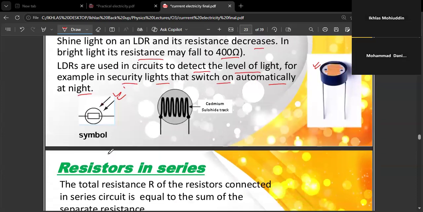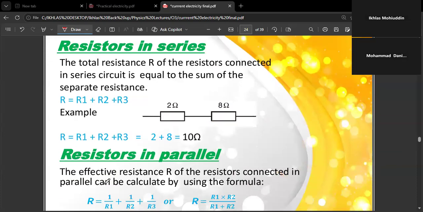Yes, it's clear. Okay. Now, how do we connect resistors in series? As I told you in the first two lectures, in a series arrangement, the circuit would be like this.